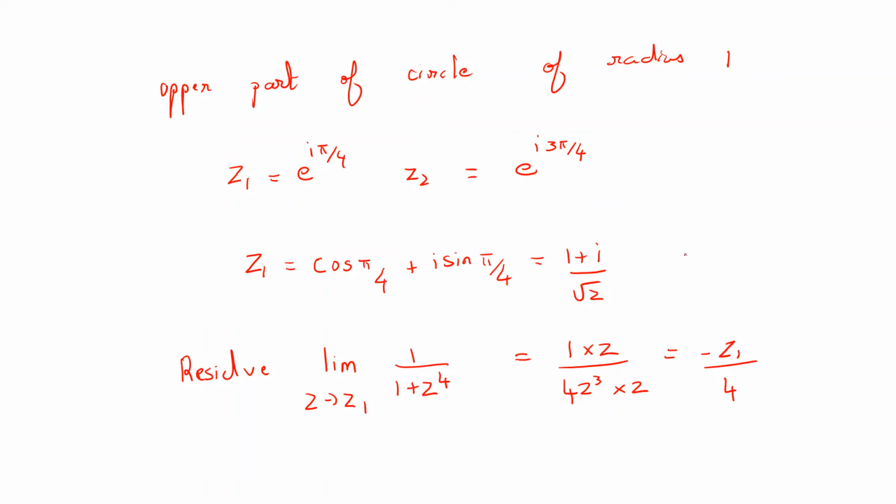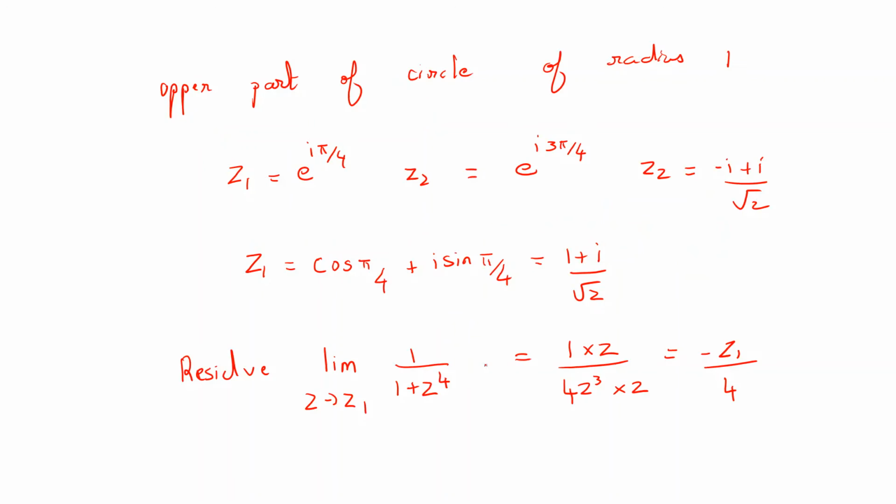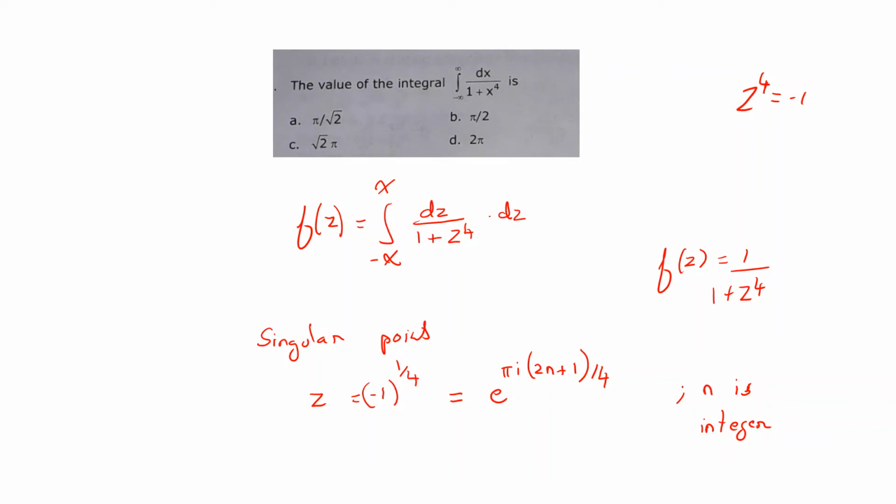So all this comes from this expression. For z2, you substitute in Euler's formula, instead of cos pi by 4, cos 3 pi by 4, and here sin 3 pi by 4. So you will get z2 to be minus 1 plus i over square root of 2. So you evaluate this, you should get your answer to be pi by root 2. So this is your answer, and the right option is option A.